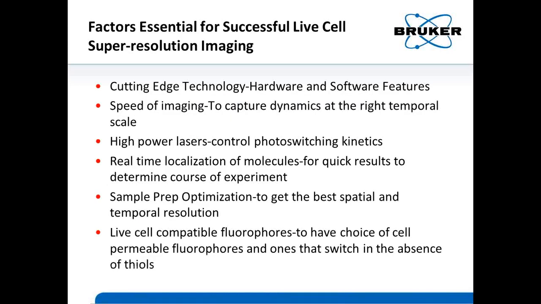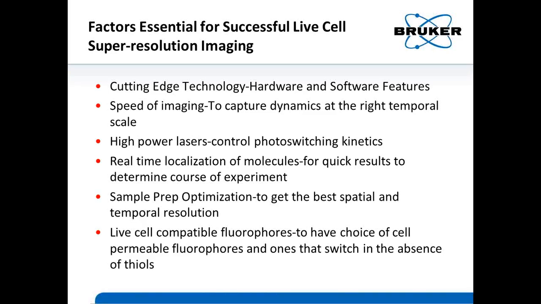Okay, so this is the key thing. These are the factors to keep in mind if you want to do successful live cell single molecule super resolution imaging. The first thing that needs to happen is that you need to have the technology that can make this happen, both in terms of the hardware and the software. The first consideration, of course, is that you need flexibility in terms of how fast you can image. The speed of imaging becomes really important in live cell imaging, so that you can capture the dynamics at the right temporal scale.